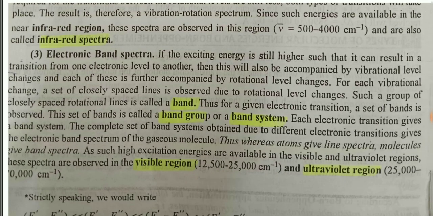Third, electronic band spectra. If the exciting energy is still higher such that it can result in a transition from one electronic level to another, then this will also be accompanied by vibrational level changes, and each of these is further accompanied by rotational level changes. For each vibrational change, a set of closely spaced lines is observed due to rotational level change. Such a group of closely spaced rotational lines is called a band. Thus, for a given electronic transition, a set of bands is observed.